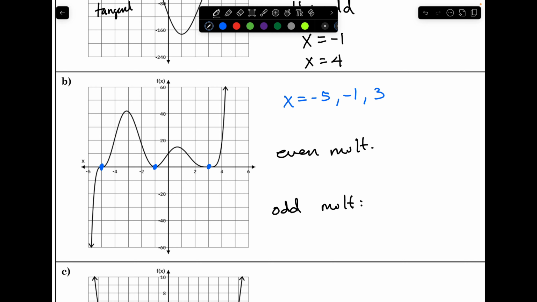Well, let's look at the behavior. Since we're crossing the x-axis there, that means that the multiplicity at x equals -5 is going to be an odd number. This right here is tangent. Our y values stay positive in that section right there. So x equals -1 is going to have an even multiplicity, and the same thing right here. This is tangent. It touches and then bounces off. So x equals +3 is also going to have an even multiplicity.